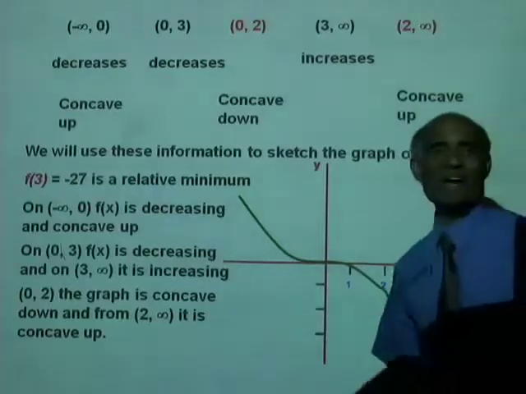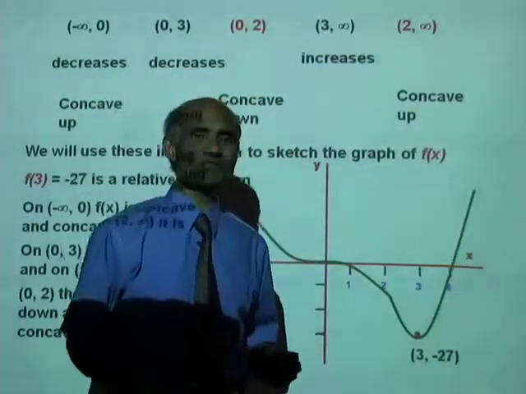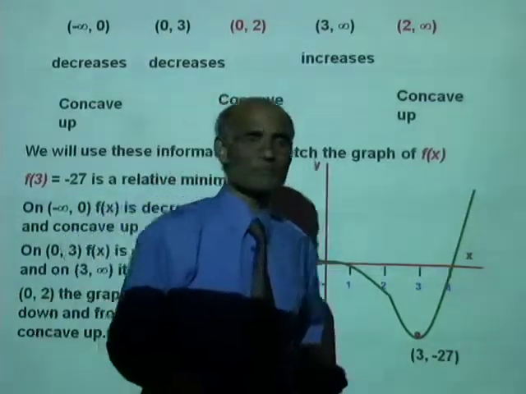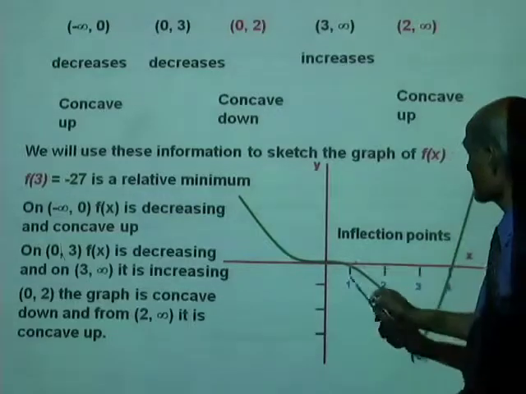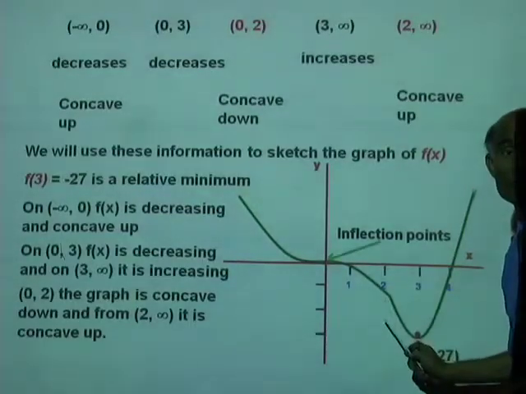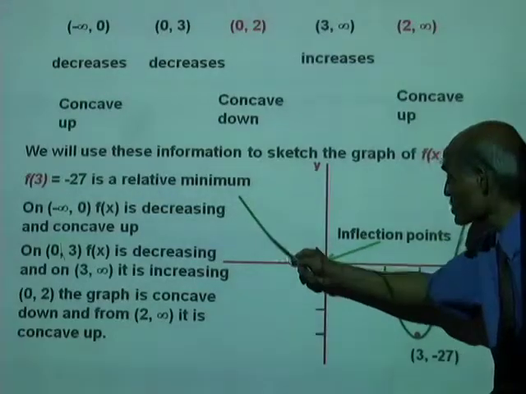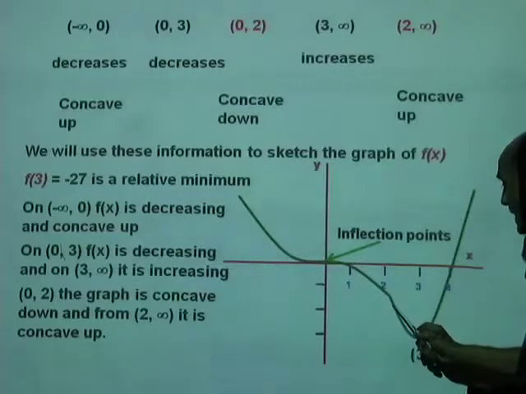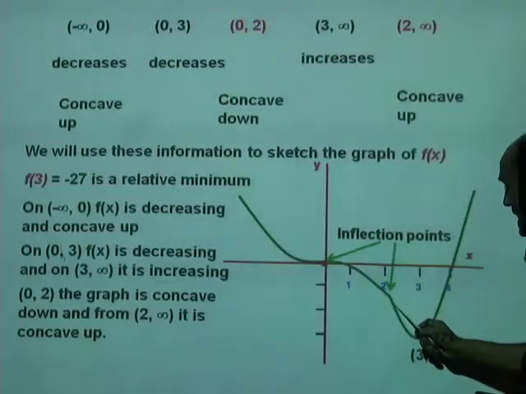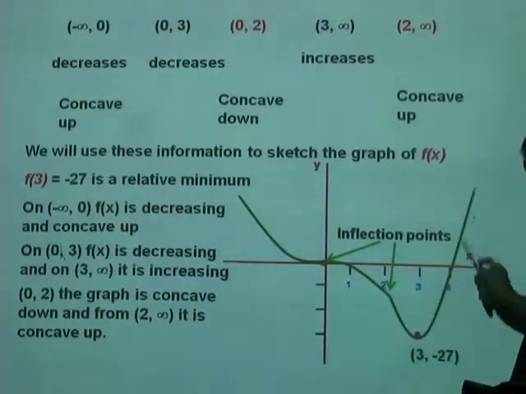And look at how beautifully we are able to draw the graph of this function. Isn't that good? Alright, I want you to practice this more number of times. So where is the inflection point? That is one inflection point where the concavity changes from concave up to concave down. And another one is over here at x equal to 2, where it is concave down and changes to concave up.